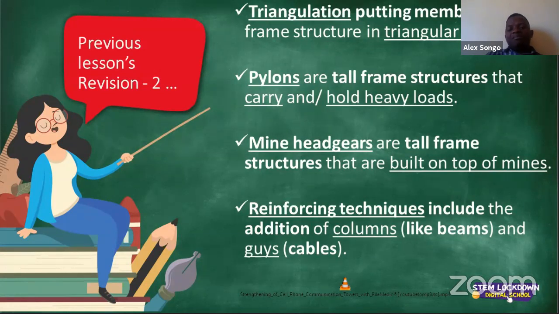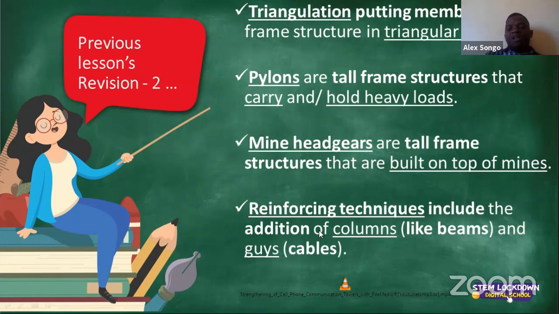Then we spoke about mine headgears. I said to you, the mine gives it away that this has to do with the mine, and the headgear means this is at the top of the mine because the head is the top part of our bodies. So mine headgears are found at the top of mines. They are used to transport mine equipment or anything that might be needed by miners underground.